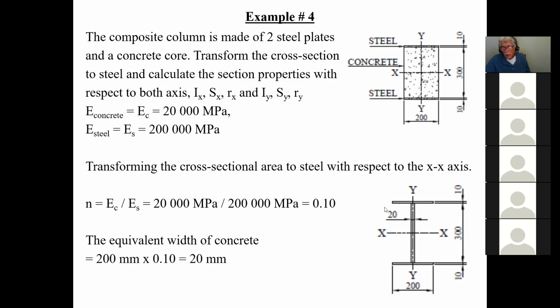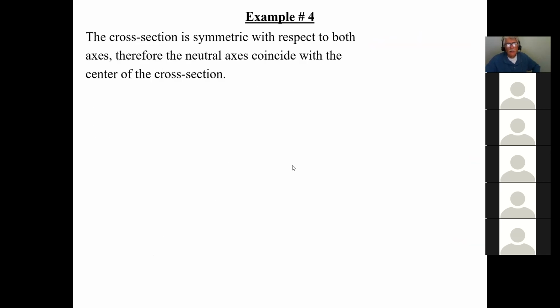So now that I've got everything transformed to steel, I can now calculate my section properties. And of course, guys, the cross-section is symmetric with respect to both axes. Therefore, the neutral axis coincides with the center, so you don't have to calculate X bar or Y bar, because as soon as you find symmetry, you found where the neutral axis is. Does everybody understand that? Or does anybody have any questions?